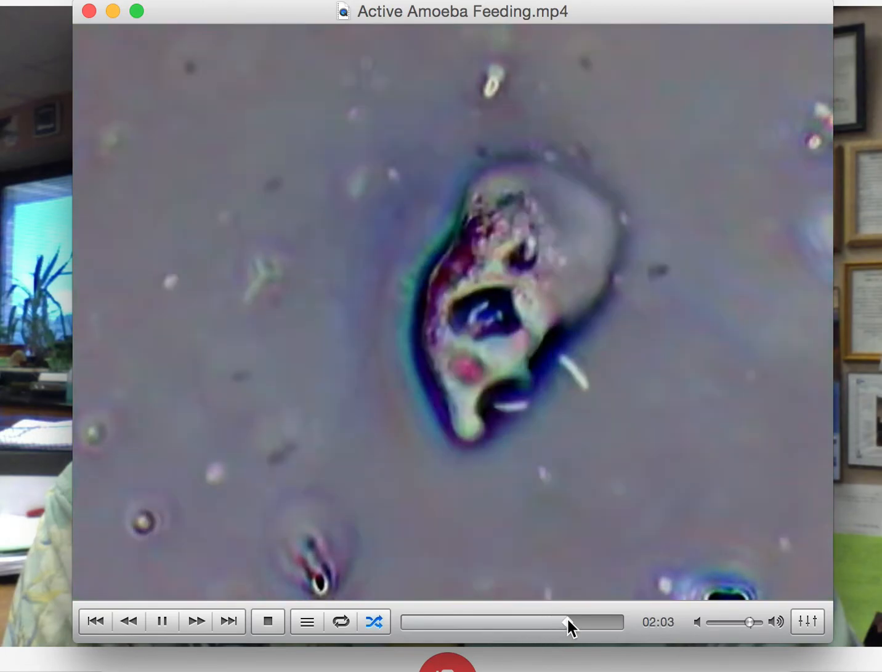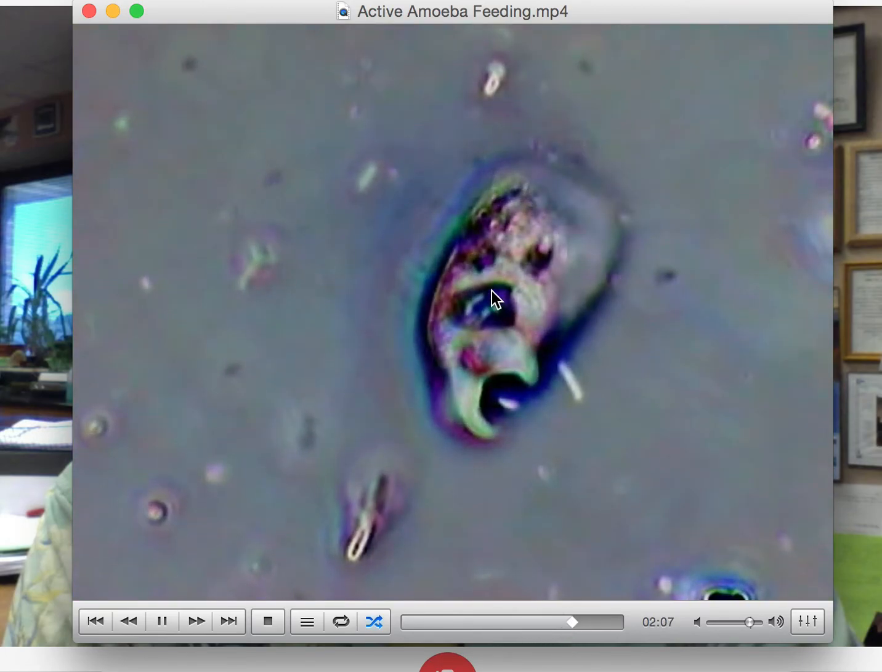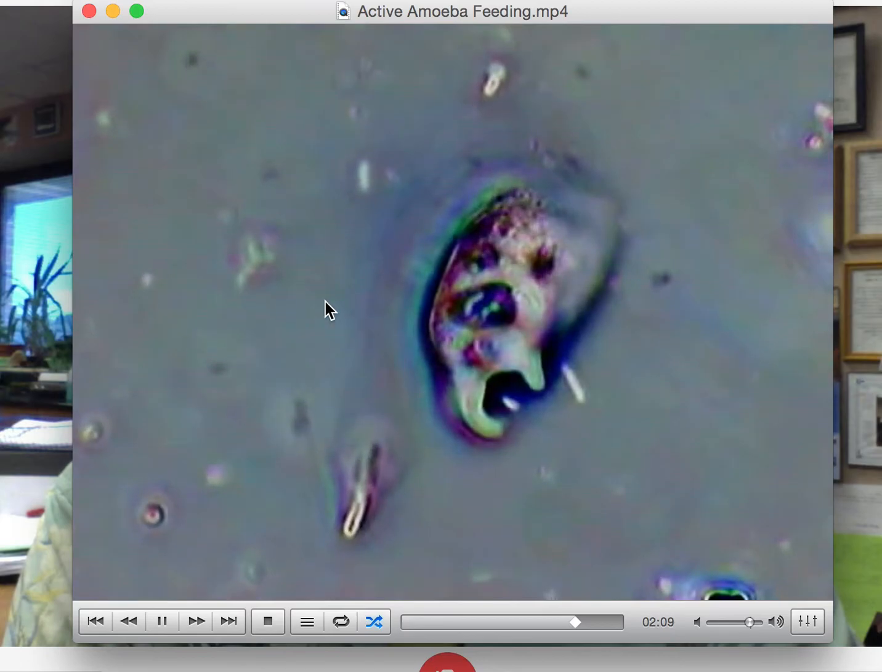Right? So this little vacuole here contains what that amoeba just ate. And now that amoeba is going to digest that and use that for itself. Right? That's what is going to happen.